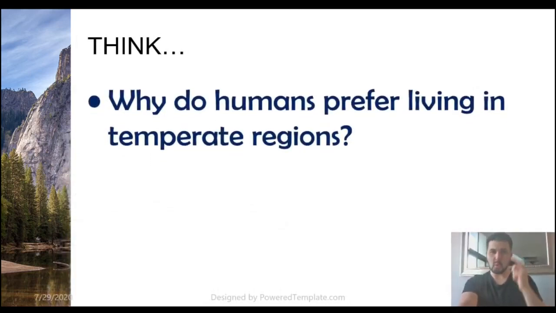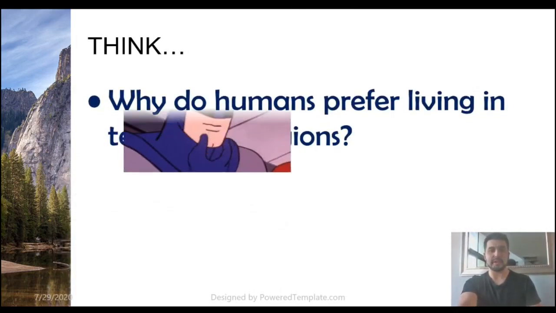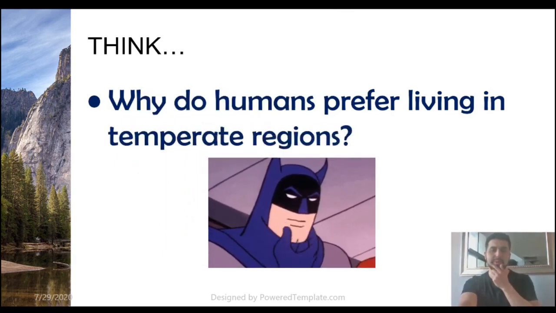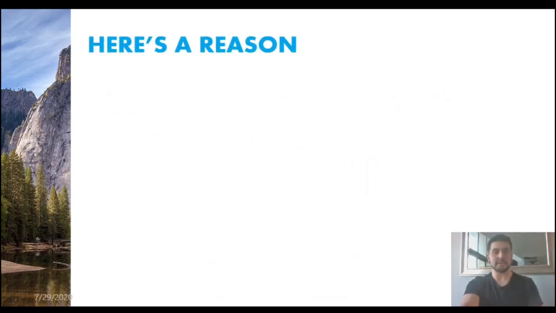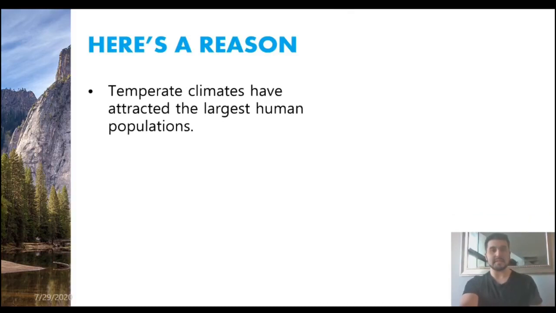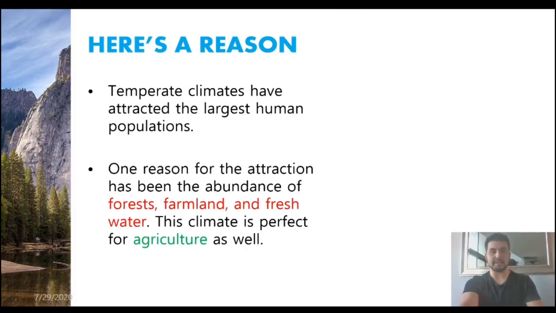Think, why do human beings prefer living in the temperate regions? Think about that. Well, here's a reason. Temperate climates have attracted the largest human populations. One reason for the attraction has been the abundance of forest, farmland, and fresh water. The climate is perfect for agriculture as well. This is why human beings prefer living there, because the weather conditions are much better.